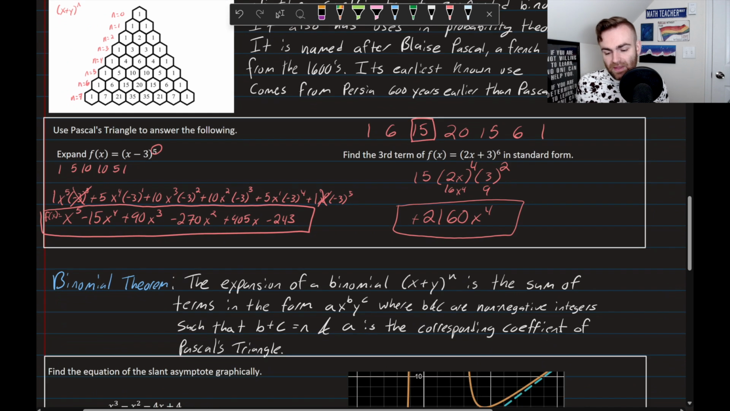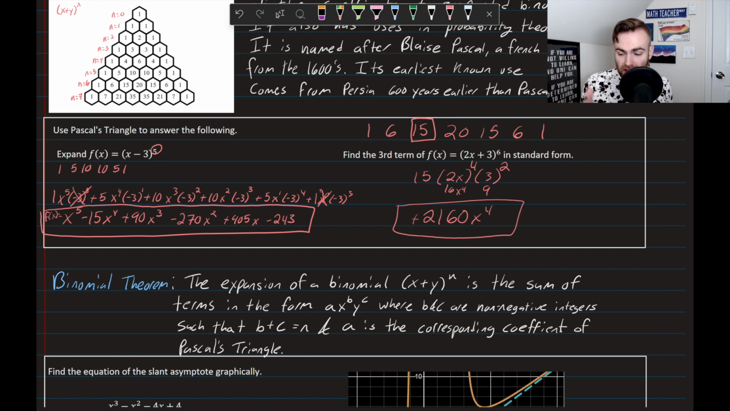Not too bad. The last thing to note for this part is that the binomial theorem just basically states that each term in the binomial expansion has a coefficient in Pascal's triangle, and then each part is being raised to a power where those powers sum to the degree of the polynomial. Sounds a little technical. Promise it's not that bad. It's literally what we did in this part here.